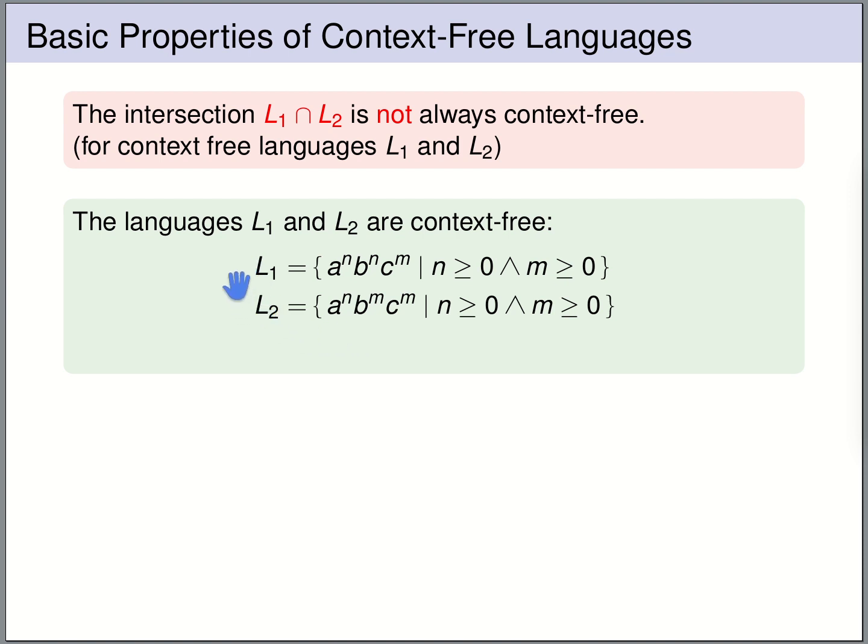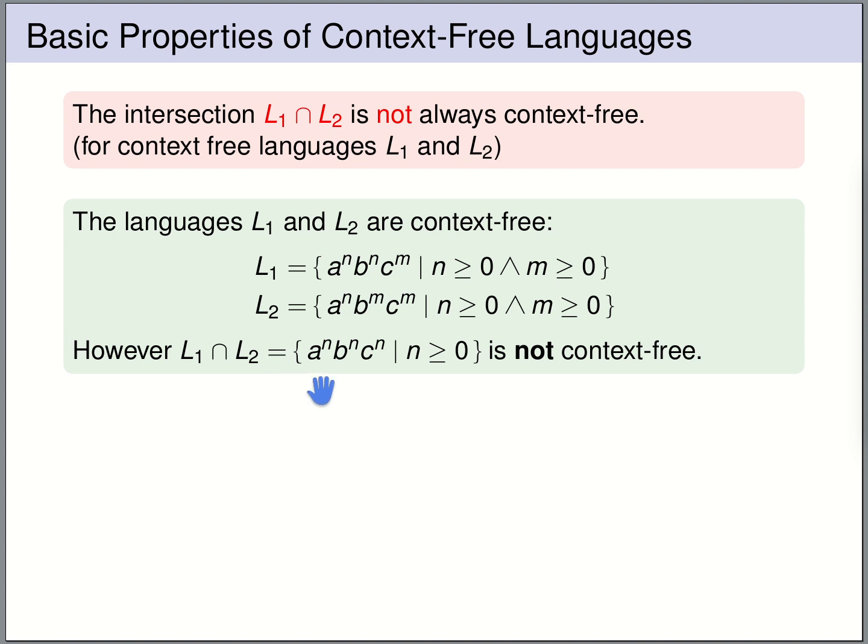Now both of these languages are context-free, but if we take the intersection of the two languages, then we get a language that we already know, namely the language consisting of words a^n b^n c^n, and we have already proven that this language is not context-free. So why do we get this intersection? In L1 we have the same number of a's and b's, and in the language L2 we have the same number of b's and c's. If we intersect, then we get all words where we have the same number of a's as well as b's as well as c's.